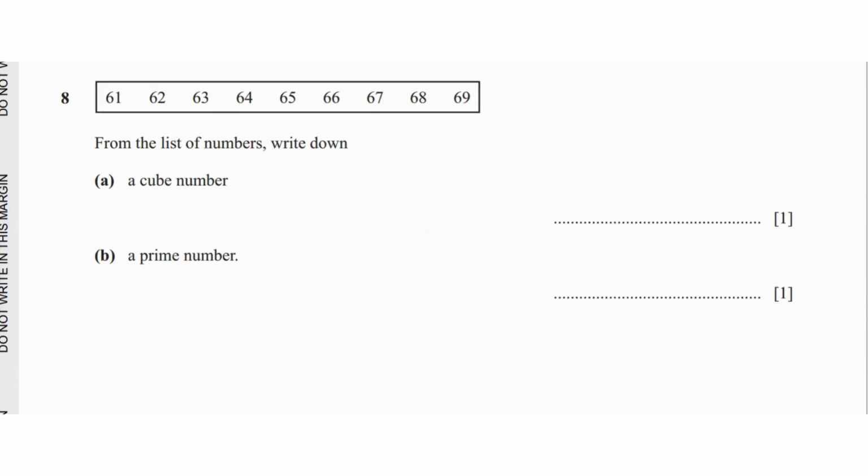Question 8 says, from the list of numbers, write down a cube number. So from these numbers, our cube number is 64. Why? Because 64 is 4 cubed. Then a prime number is a number that's divisible only by itself and 1, which in this case is going to be 61 or 67. You can choose either one of these and get a mark for it.